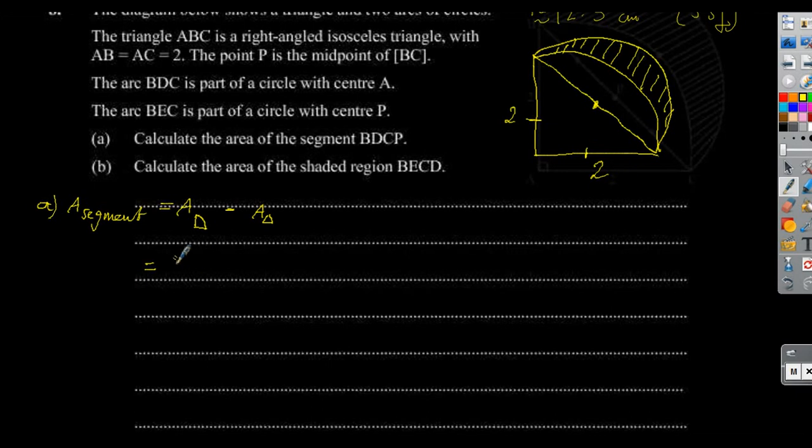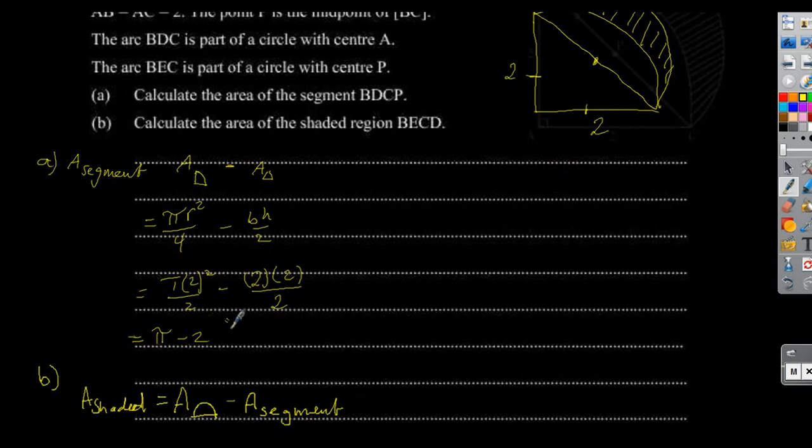And so I can start with some formula work. Pi r squared over 4 is the area of a quarter circle, minus base times height divided by 2. I'm going to be looking to substitute the right values in here. The radius is 2, and the base of the triangle is 2. The height is also 2. It's a right angle triangle. And so I get this. And this simplifies to pi minus 2. Pause a moment to check that for yourself.